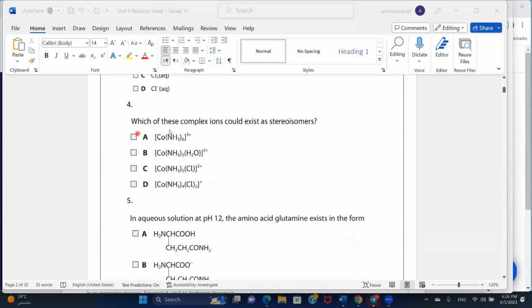Let's see number 4. Which of these complex ions could exist as stereoisomers?